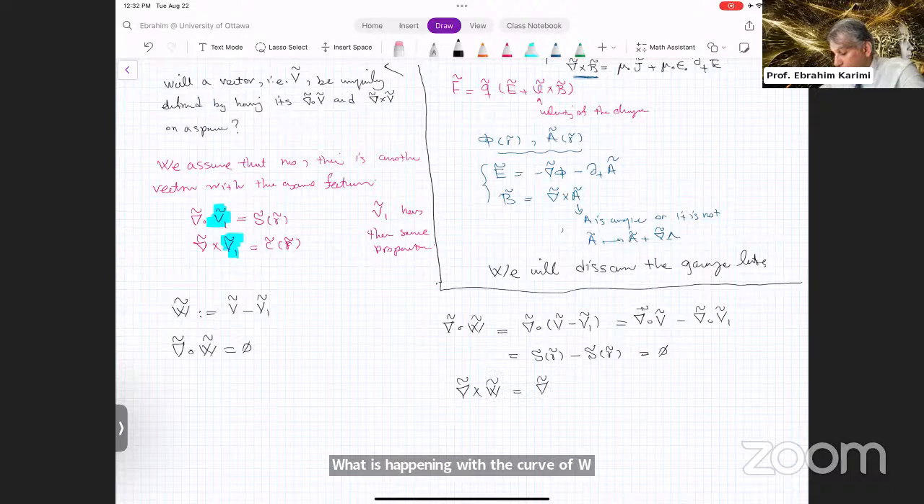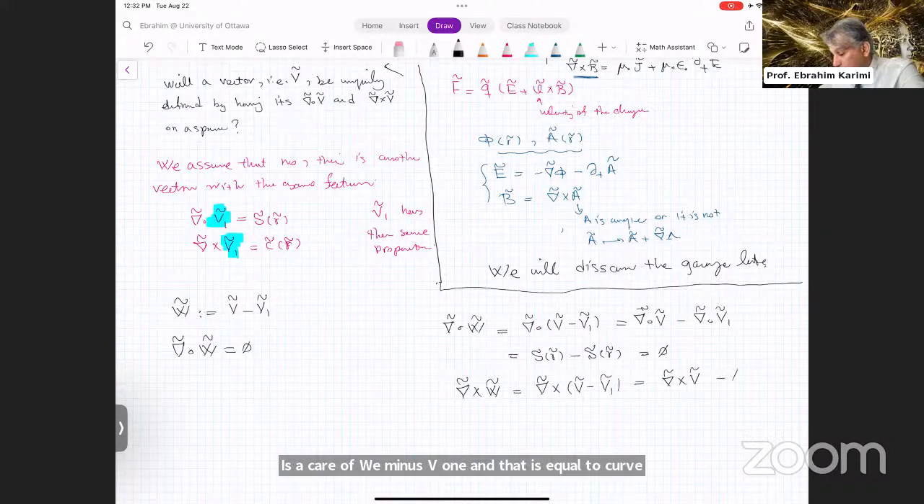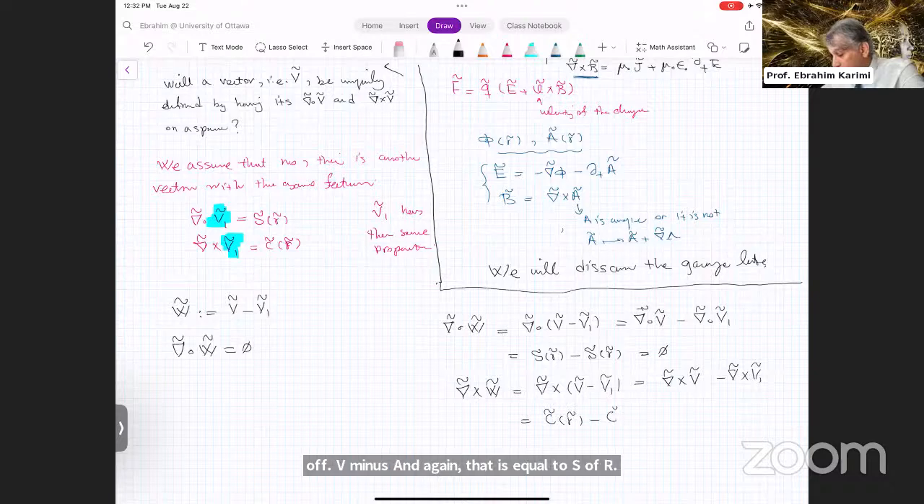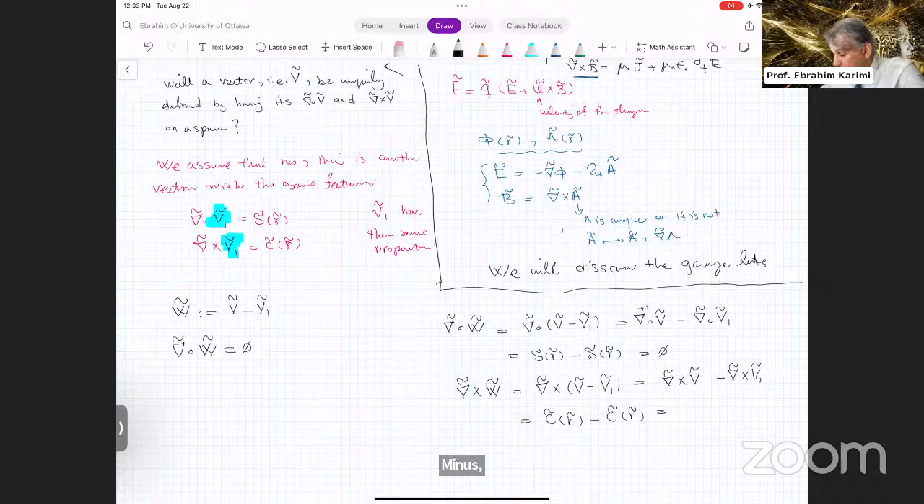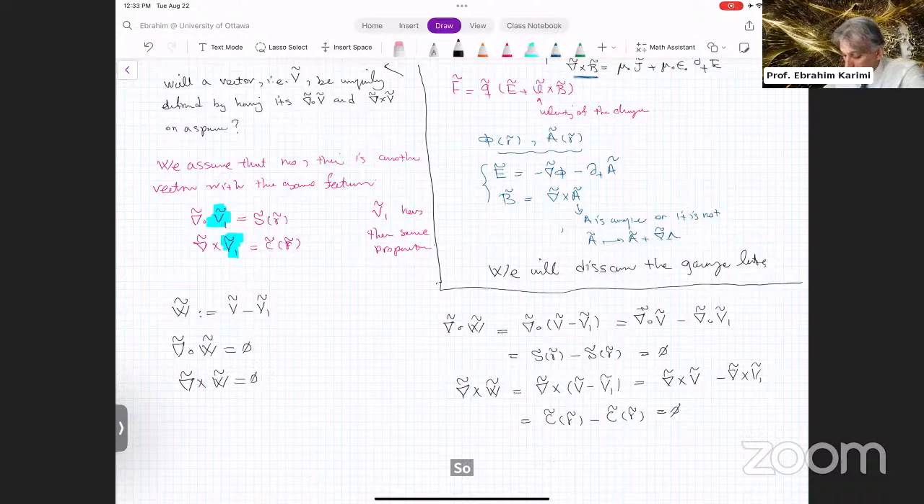Is a curl of V minus V1, and that is equal to curl of V minus curl of V1, and again that is equal to curl of V minus curl of V, which is equal to 0. So curl of W also is equal to 0.